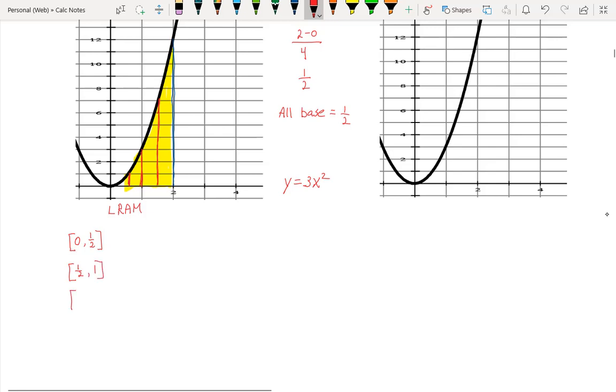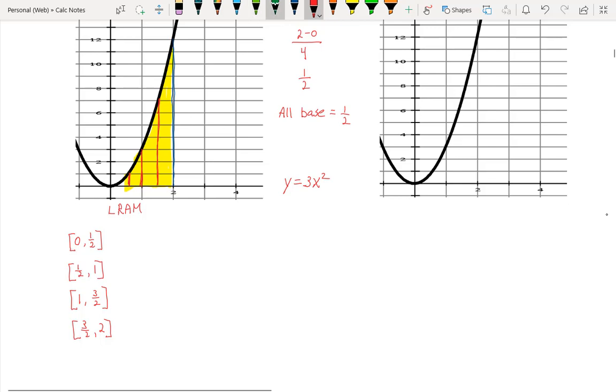And we're going to look at the interval from 1 to 1.5. All right, or 3/2. Maybe 3/2 would be better. It will in the future here, trust me. And then we're going to look at the interval from 3/2 to 2. And we're going to do LRAM.